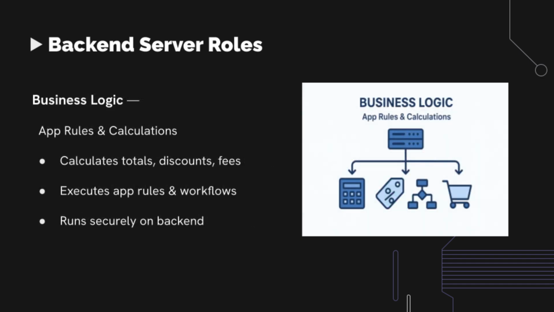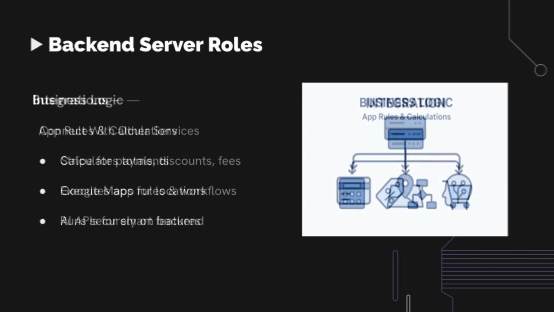Business logic is where all the rules of your app live. For example, when you buy something, the backend can do calculations, like calculating the total price and applying discounts. The backend also performs all kinds of operations, building logic and applying rules using algorithms.